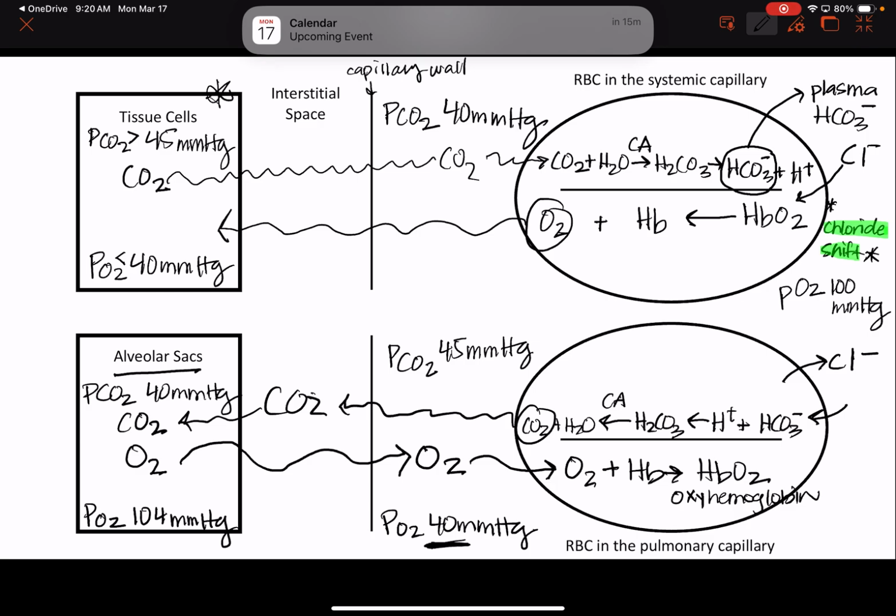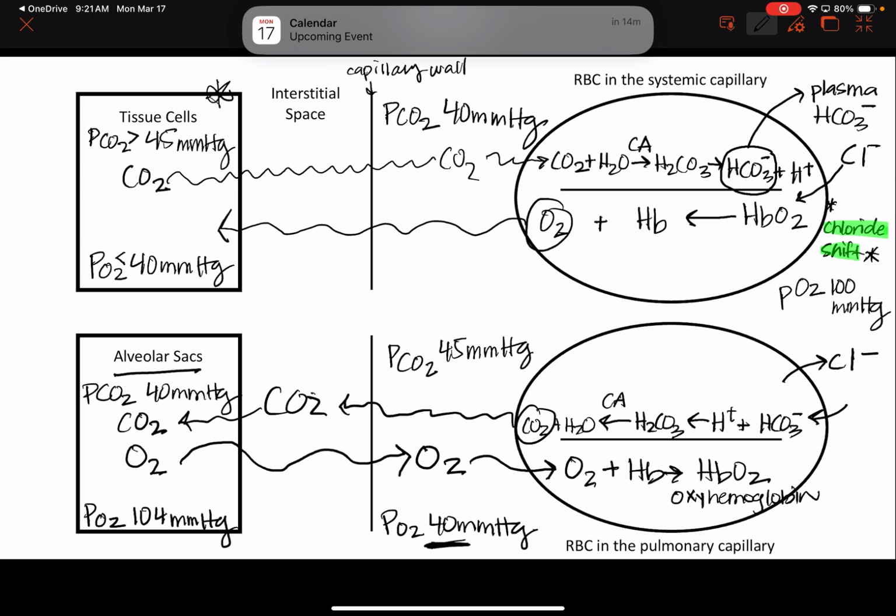So believe me, I know that is a lot. That is something that you are going to have to go back and review and practice going through back and forth. Because for sure, one of these two, either oxygen or CO2, is going to be on your next exam. You're going to have to go through all the steps from either the alveolar sacs to the tissues for oxygen, or for the tissues to the alveolar sacs for the CO2. One of these pathways you're going to have to do from memory.